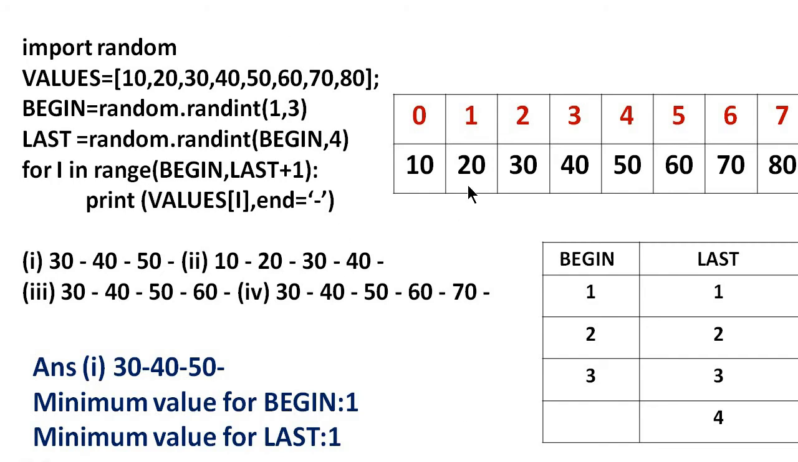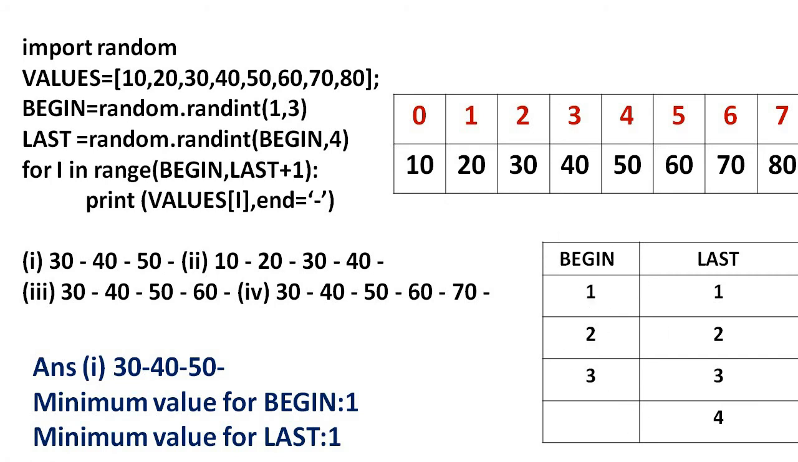Our list contains values from 10 to 80. See, the index is given in red color here. Then begin equal to random.randint(1, 3). This randint function will return integer values between 1 and 3. So what is the minimum value of begin? It is 1. What is the maximum value? It is 3. So 1, 2 and 3 are the possible values for begin.